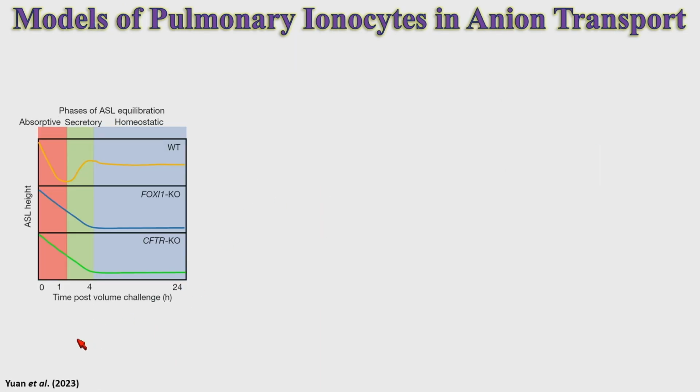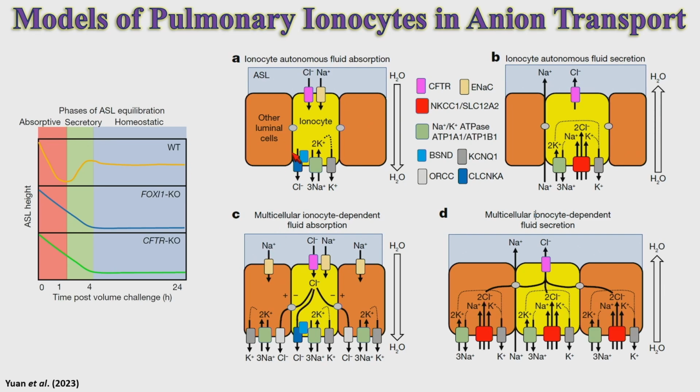Another paper that was published by our lab suggested that ionocytes are implicated in both chloride secretion and absorption, and they did it by measuring the ASL height over a period of 24 hours. In wild-type ferret airway cultures, we can see that there are absorptive and secretory phases that are followed by homeostasis. And these phases are lost in FOXI1 knockout and CFTR knockout cultures. So this paper suggested the implication of ionocytes in both secretion and absorption.